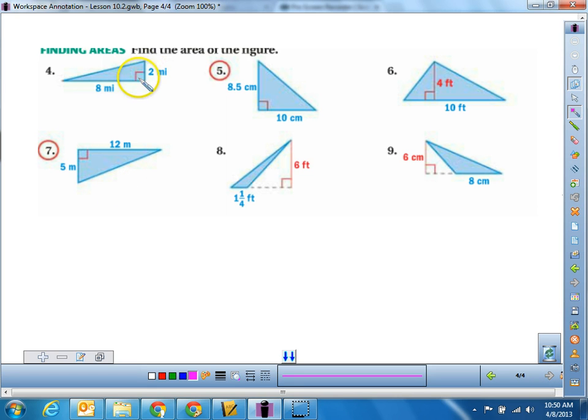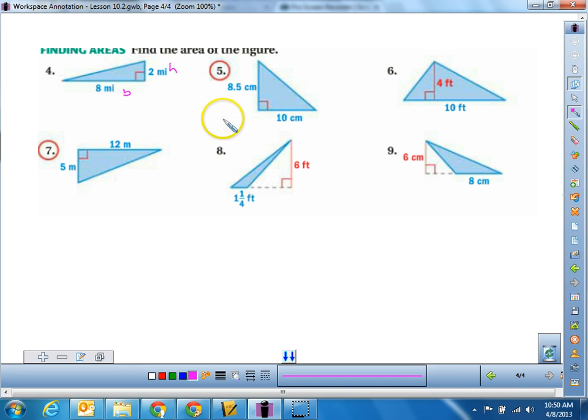Find the area of the figure. Let's just identify what is the base, what is the height. What's our base right here for this one? That's our bottom. This is going to be our base here. What's our height? This is a nice right triangle, so our height actually is the side here because it makes a perpendicular line.